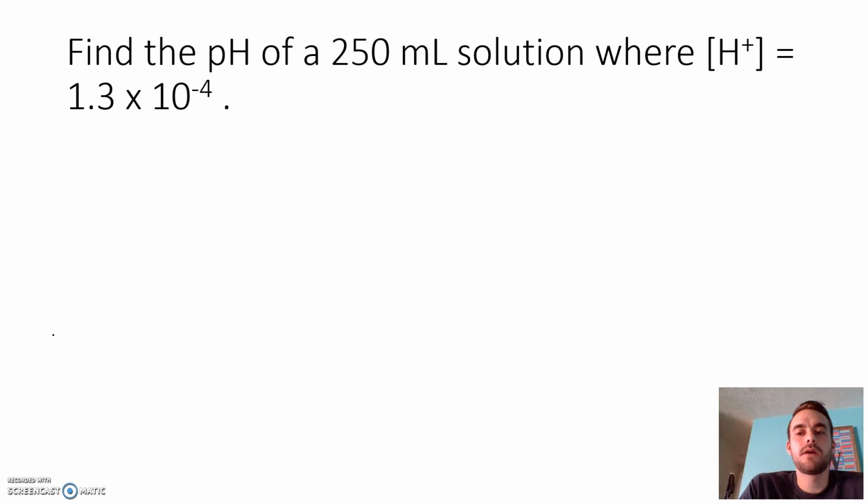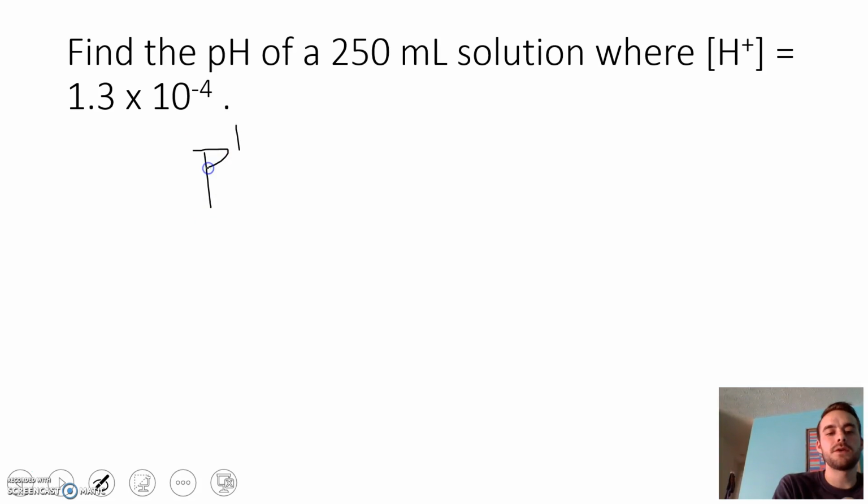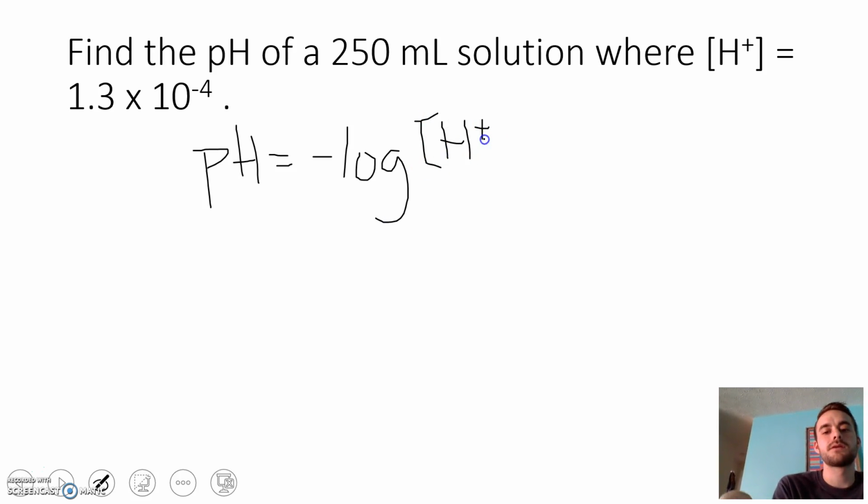Okay, so here now we have a little bit of a more complicated problem. Find the pH of a 250 milliliter solution where the concentration of H+ is 1.3 times 10 to the negative 4. If you notice, you have a concentration of H+, and the formula that we've been using for the past few problems has been pH is negative log of the concentration of H+.